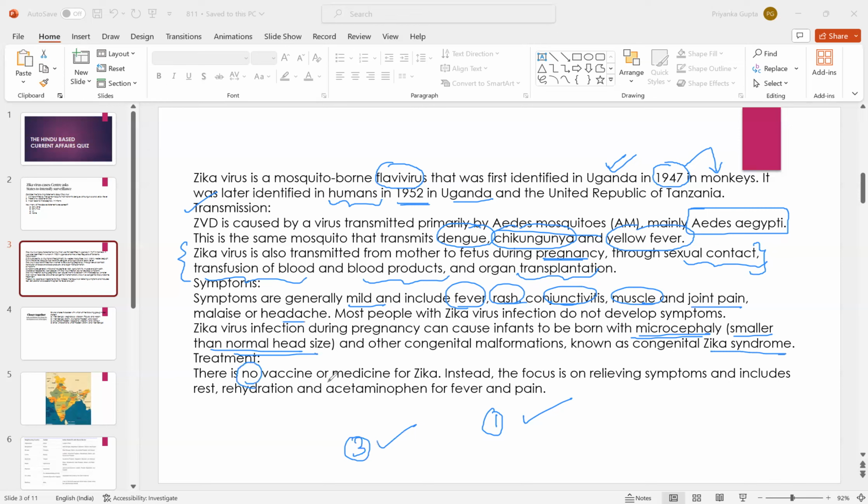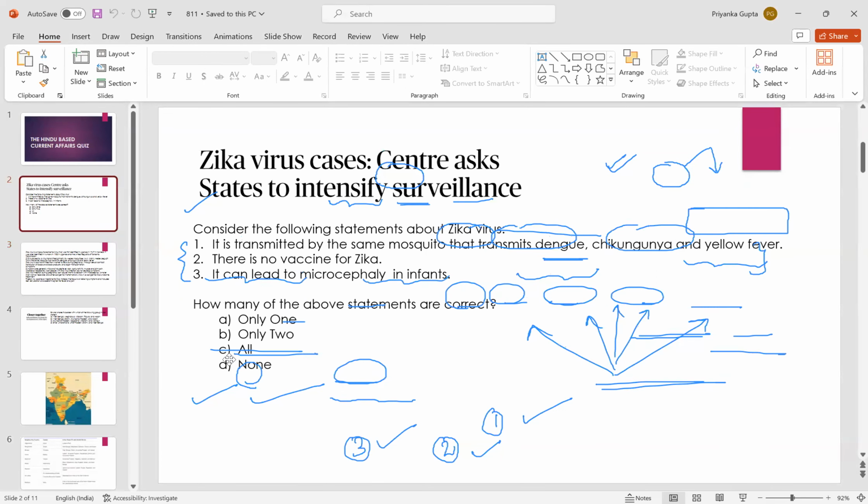Presently, there is no vaccine, nor any medicine for Zika. Instead, the focus is on relieving symptoms, which basically means we give medicine for these symptoms individually, for conjunctivitis, muscle pain, joint pain, inflammation and so on. There is also rehydration and some drugs for fever and pain. So all the three statements given in our question are correct and the answer to your first question is D. It is C, which is all.